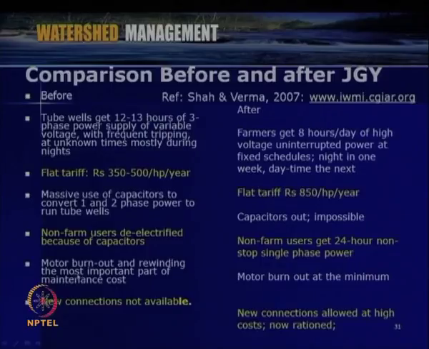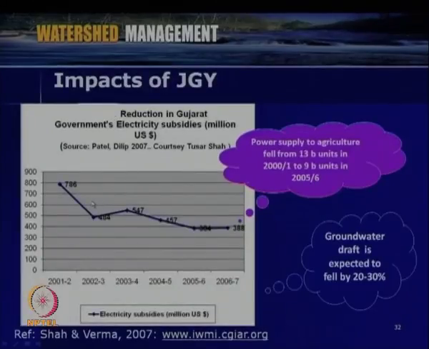Earlier, most motors burnt out and rewinding and all kinds of expenses took place, and after the implementation motor burnout is at a minimum. New connections were not available earlier, and after this scheme was implemented, new connections were possible, but in a restricted way. Gujarat Electricity Board saved a lot of money.